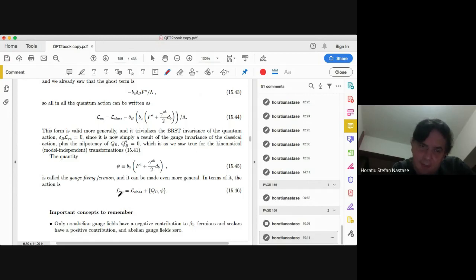So I can write some quantum action as the classical action plus, written as an anticommutator, the variation of B divided by lambda, so Q_B, of psi, with psi being the generalization of this thing. So if I write it like this, then it is trivially invariant, and this is a more general quantum action.